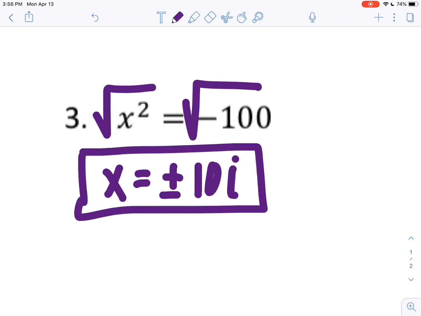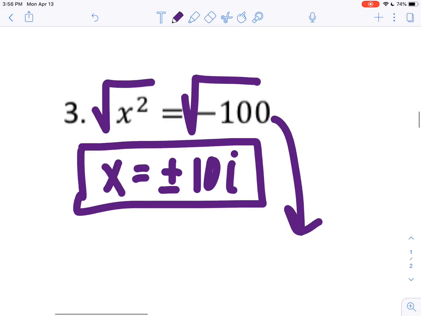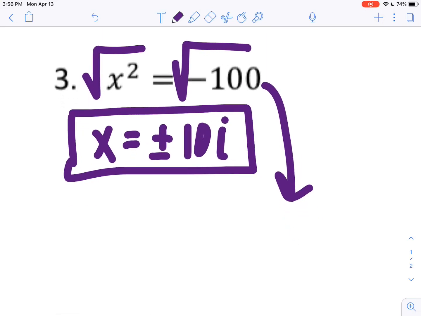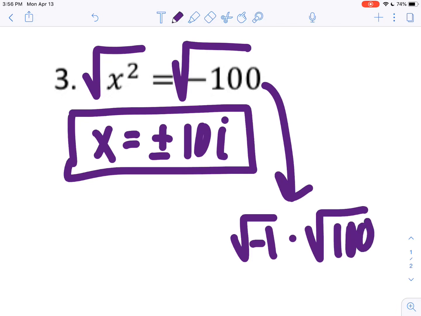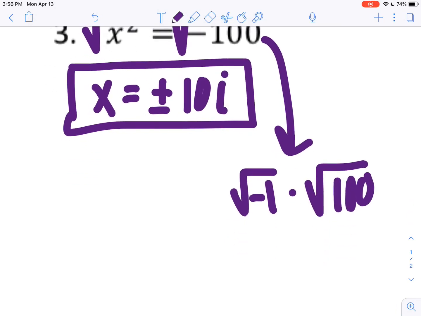Well, now we know that this is actually equal to an imaginary number, which in this case is 10i. Let's talk again about why that is, because this is actually saying the square root of negative 1 times the square root of 100. Well, we know the square root of 100 is 10, and the square root of negative 1 is i. That is why it is 10i.